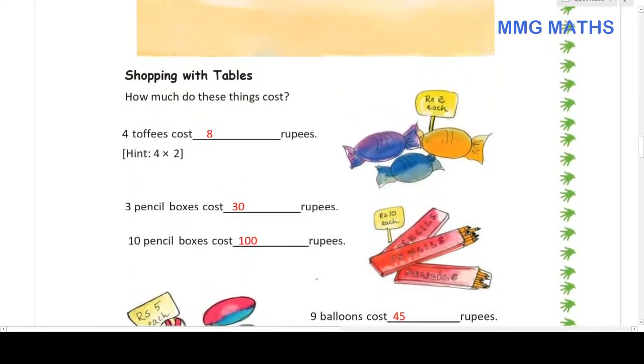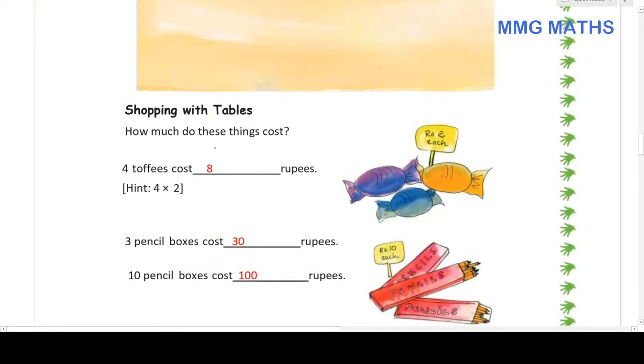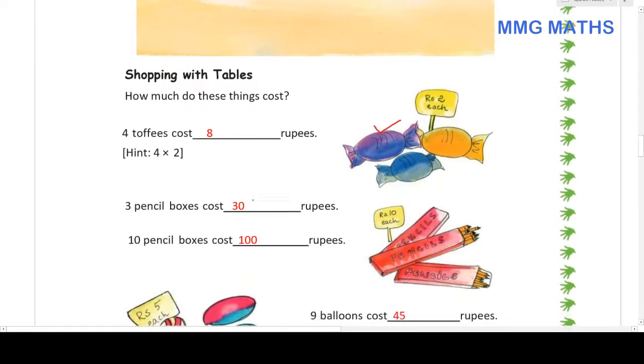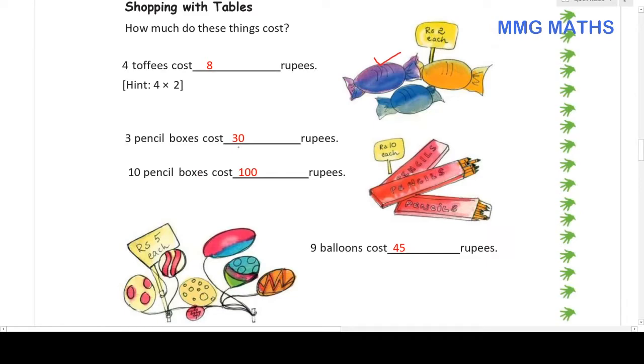Next, now shopping with tables, how much do these things cost? So children look here, cost of one toffee is rupees 2. Rupees 2 each, means each toffee costs rupees 2. So 4 toffees cost equals 8 rupees. 4 times 2 equals 8. Next question, 3 pencil boxes cost 30 rupees. Here you can see cost of one pencil box is 10 rupees.